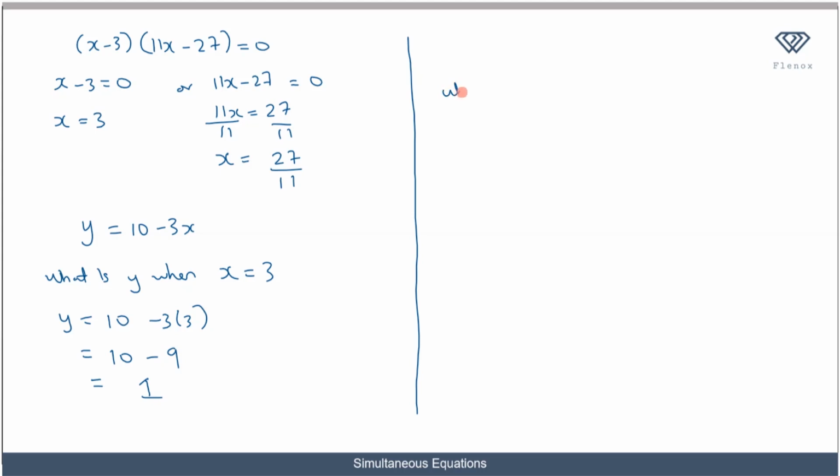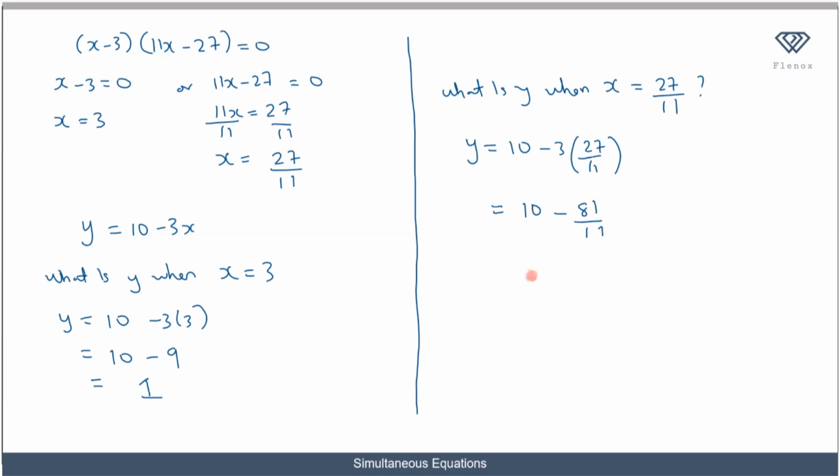And in the second condition, what is y when x is equal to 27/11? We do that the same way. We have y is equal to 10 minus 3 into the bracket 27/11, and that is equal to 10 minus 81/11. The LCM here is 11. I have 110 minus 81. I am left with what?